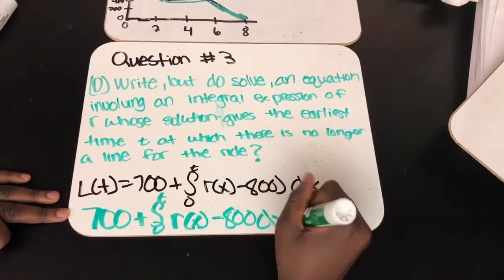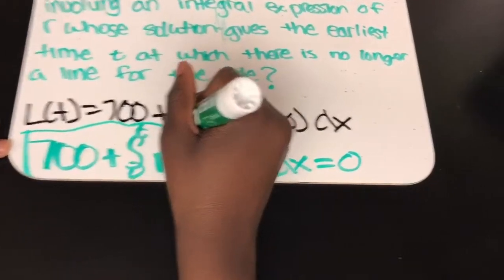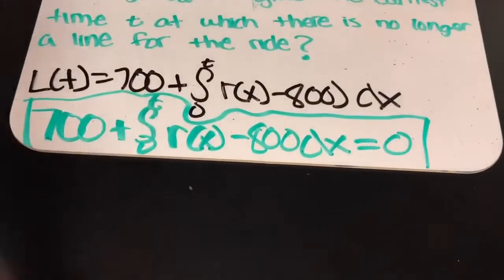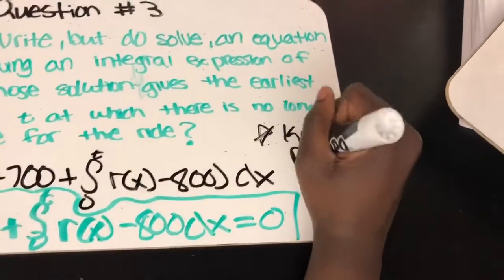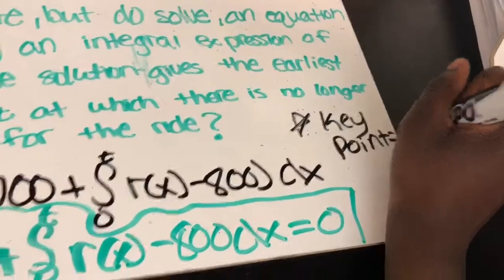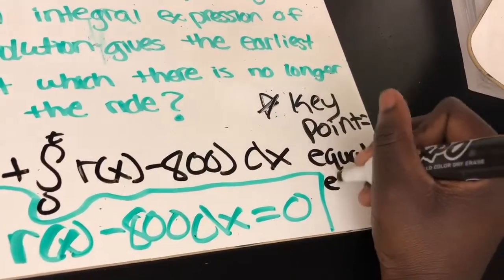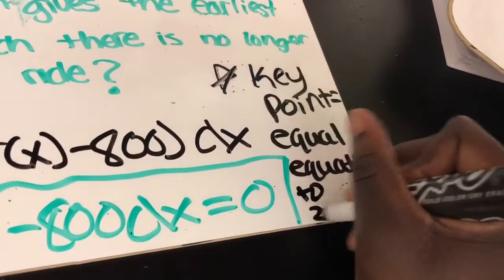So you see in the problem, it says you want the integral to equal 0. And you do not have to solve it. It says write but do not solve. So you do 700 plus the integral of 0 to t r of x minus 800 d of x is equal to 0. And that's basically the answer. This problem is very simple. It just wants you to write the equation but not solve it.